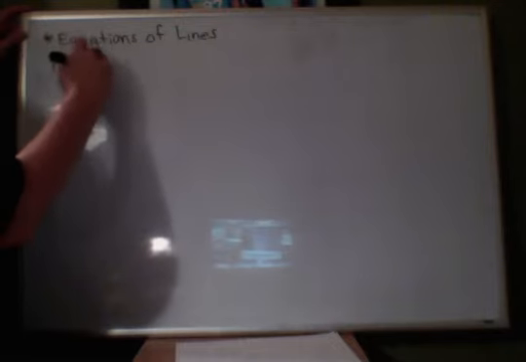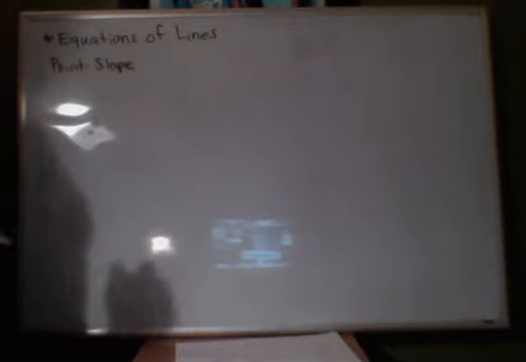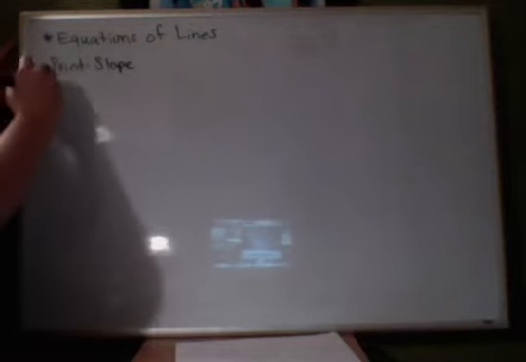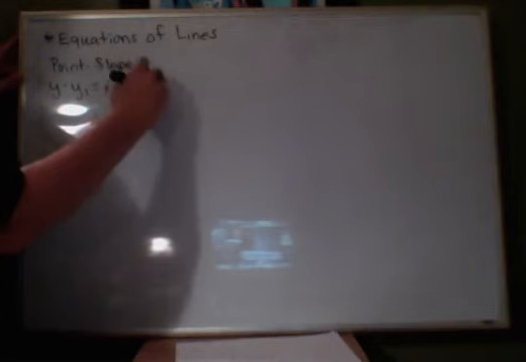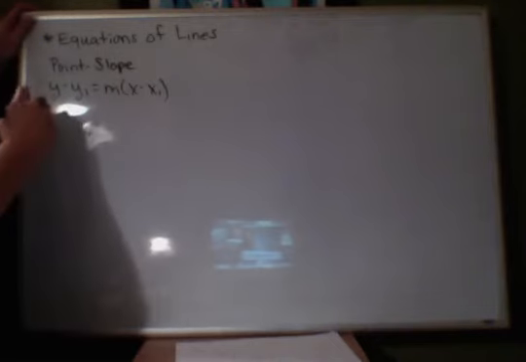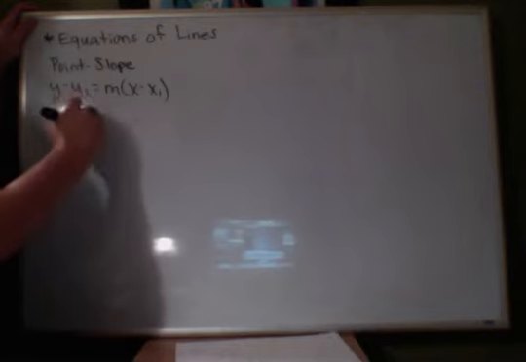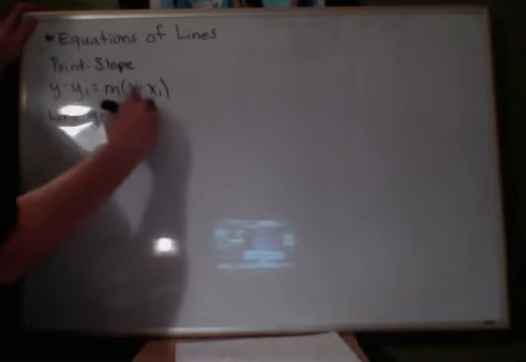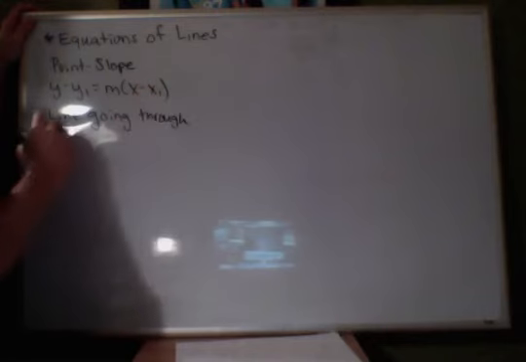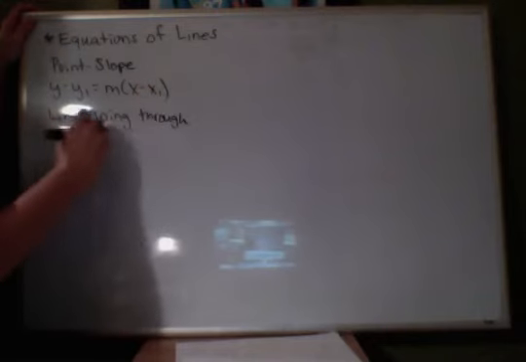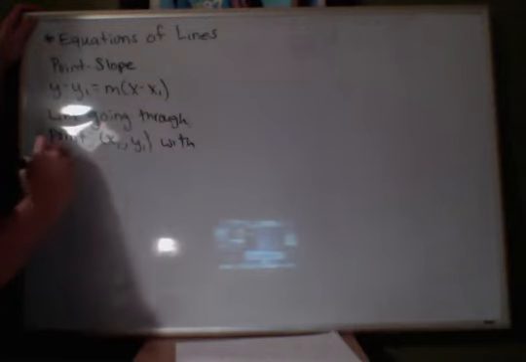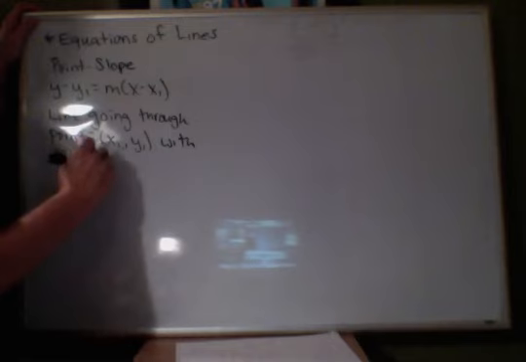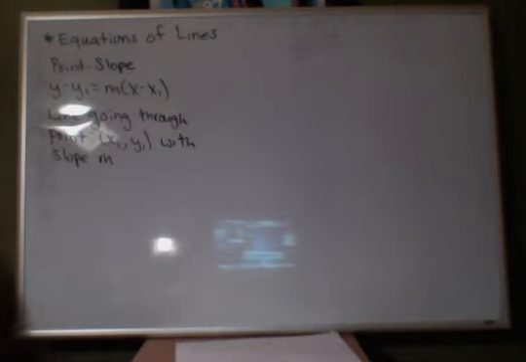The first form I'm going to talk about is point slope. Okay, and it looks like this: y minus y1 equals m times x minus x1. And this is used for writing the equation of a line going through point x1, y1 with slope m. Okay, so that's when we use point slope.